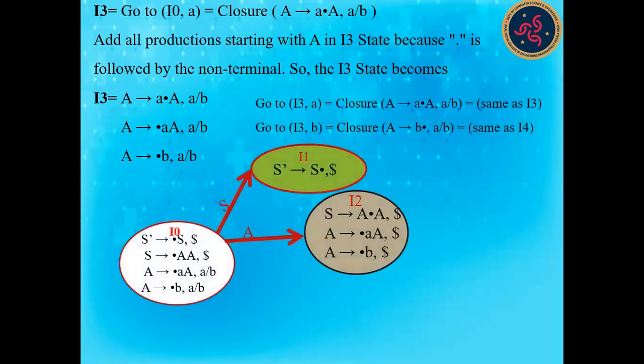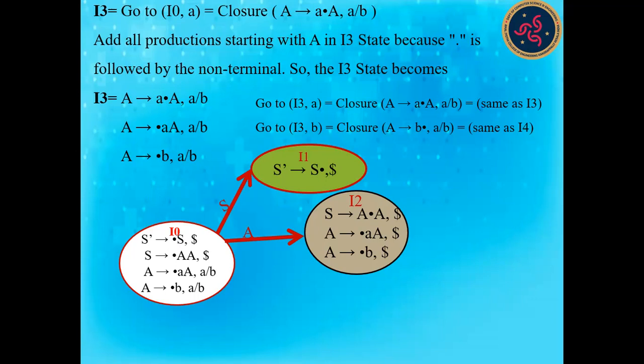Now the current look of my state is this, and I need to apply the rule, that is capital A from I0. The dot symbol will be moved forward. Therefore there comes a non-terminal after the dot symbol, so I need to apply the closure property. I need to take all the A productions, that is A gives dot AA and A gives dot B.